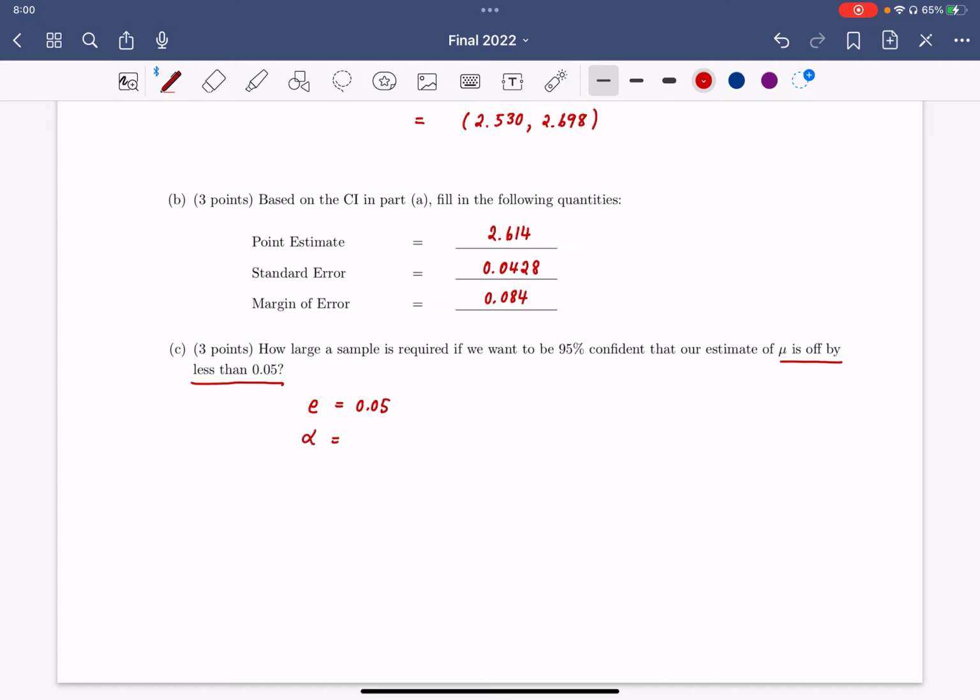They just want our estimate to be close to mu with E equal to 0.05. And the alpha used is going to be 0.05 as well, because this is 95% confident. That means alpha over 2 is going to be 0.025. So in the formula for the sample size necessary, you have n equal to c alpha over 2 times sigma over e, and then squared. This is going to be c 0.025, sigma is 0.3, and e is 0.05, and then you square.